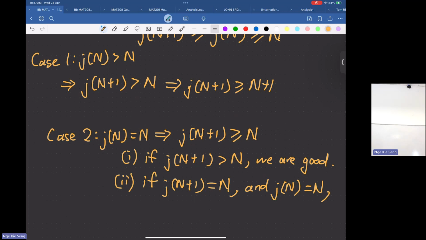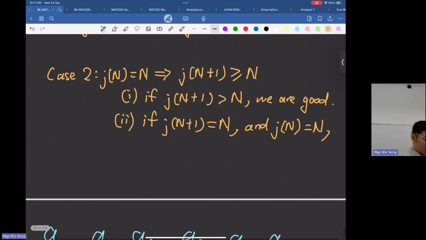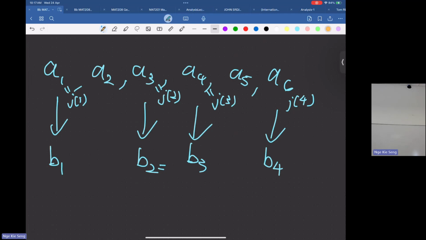Then what? Okay, I think this is very good. Why is this very good? An increasing function actually means that the function is 1-to-1. But here it's not 1-to-1. So if Jn+1 equals n and Jn equals n, what does it mean? You pick n twice. Let me show you this now. What happened? If this happened, this means what? B3, I also pick this guy. B3, I also put A3. Okay, let me use another color.